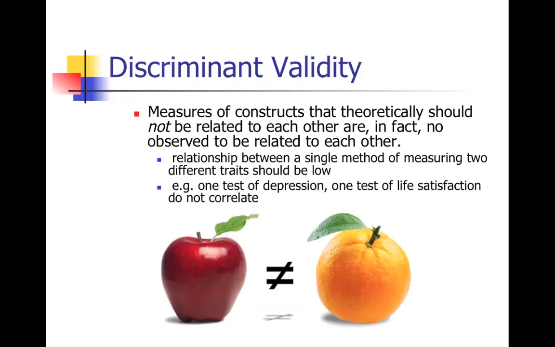Discriminant validity is when we're measuring constructs that theoretically should not be related to each other. In fact, that relationship should be opposite. And so, in the example before, you could have a test of depression and then one testing life satisfaction. They shouldn't correlate. They should be different. And that's discriminant validity.